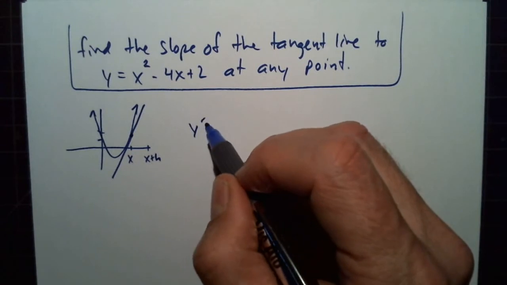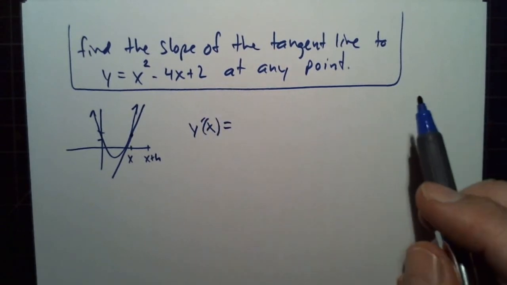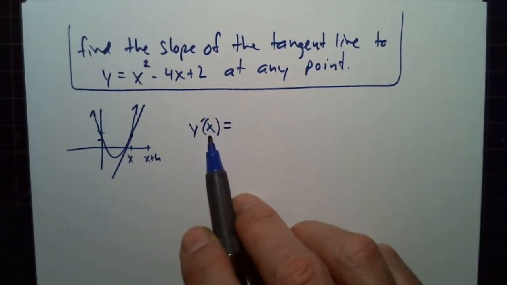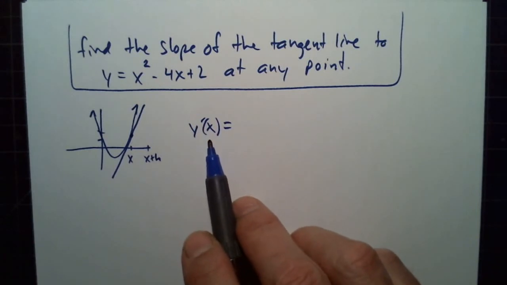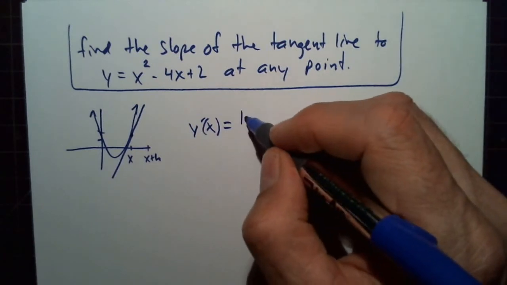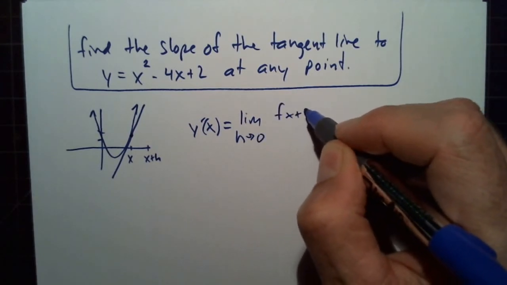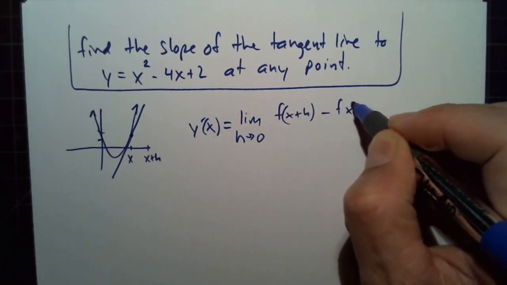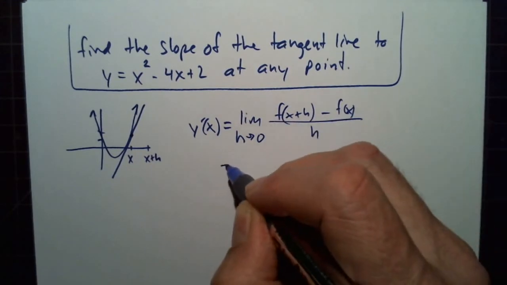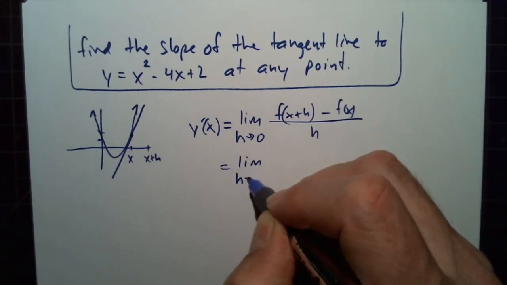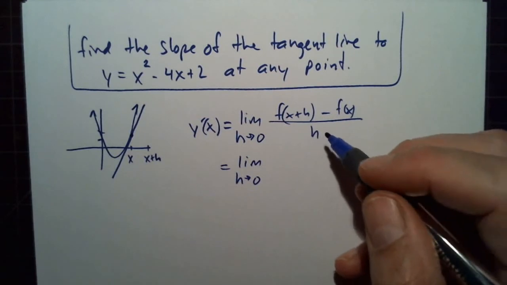So we have y prime of x. Now we don't put a number there. We're going to say we want the slope at any value. So we'll do the limit as h goes to 0 of f of x plus h minus f of x over h.